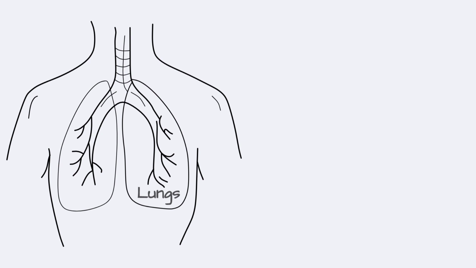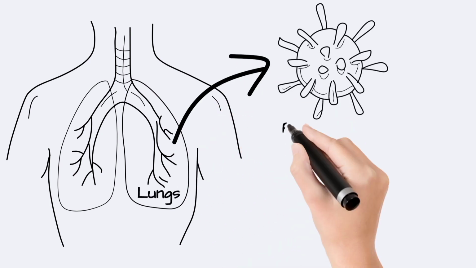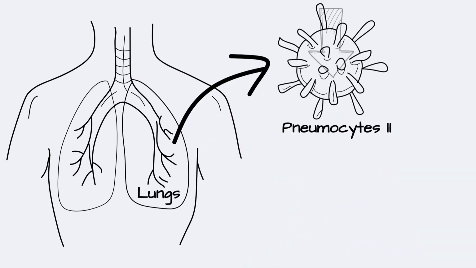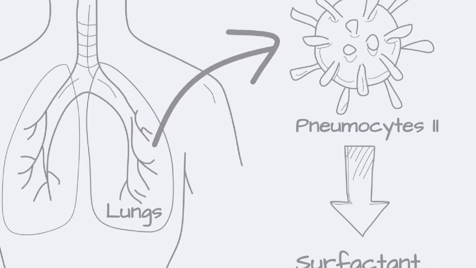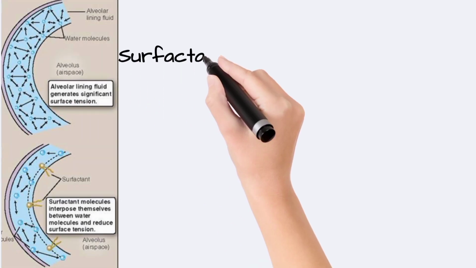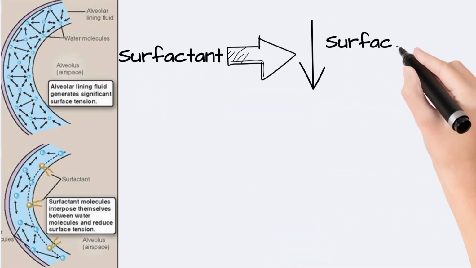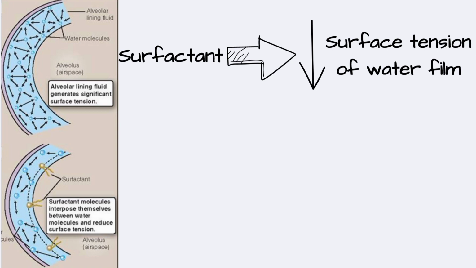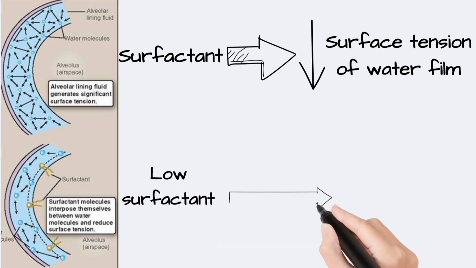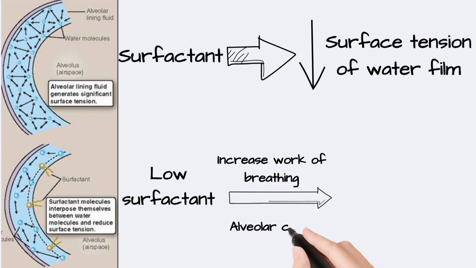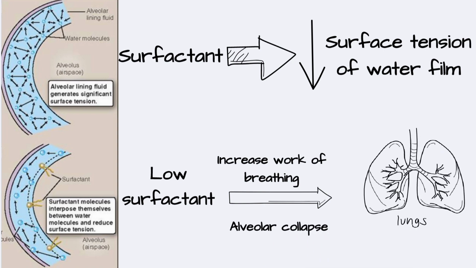Specialized cells in the lungs called the pneumocytes, most precisely type II, are responsible for the production of surfactant, a mixture of phospholipids and lipoproteins. Surfactant acts on the surface tension of water film in the alveoli by reducing it, thereby preventing the alveoli from collapsing. It also reduces the work necessary to inflate them, and by so doing eases breathing. With surfactant deficiency, there's increased work of breathing and alveolar collapse, leading to decreased lung compliance.